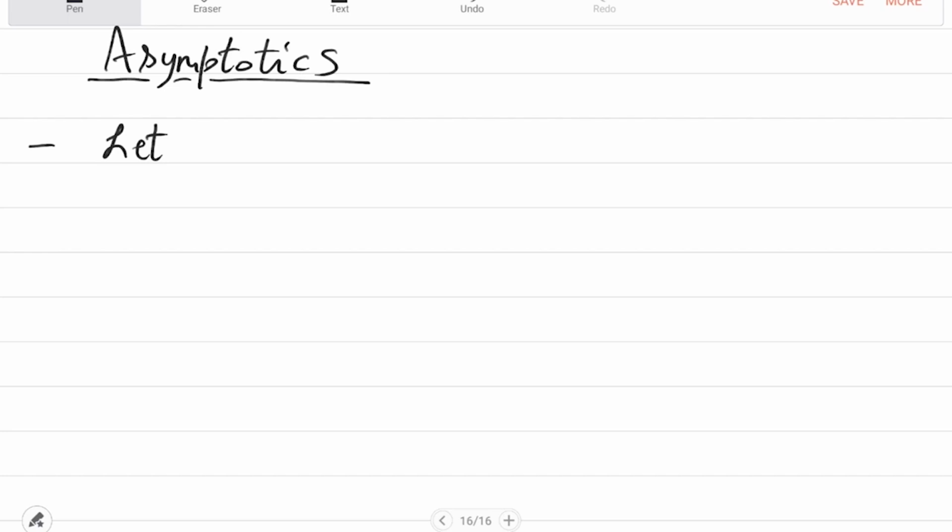So this is basically a way to compare two functions. Okay, so let f and g be two positive valued functions.